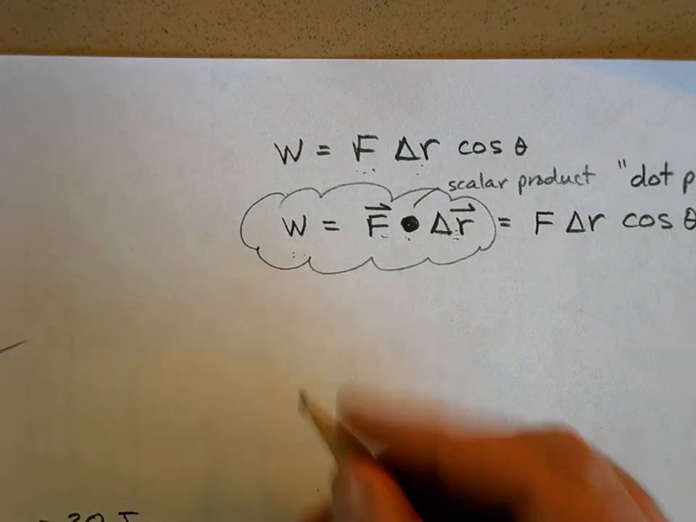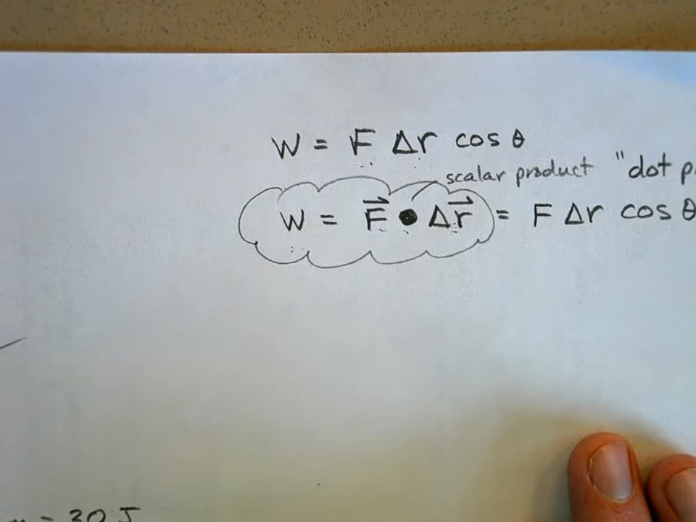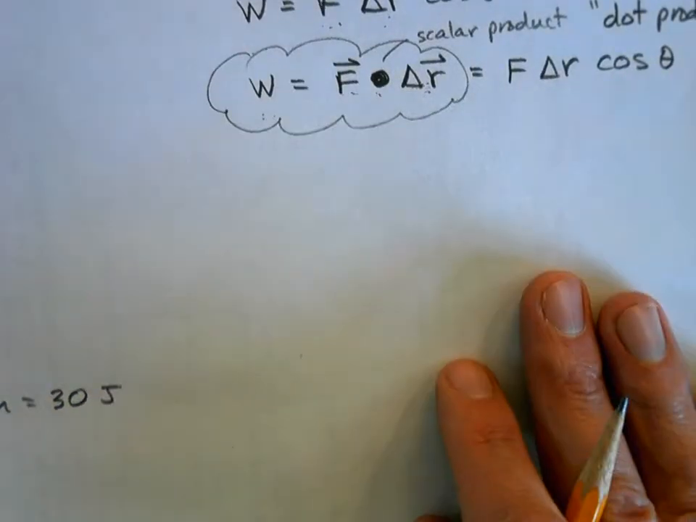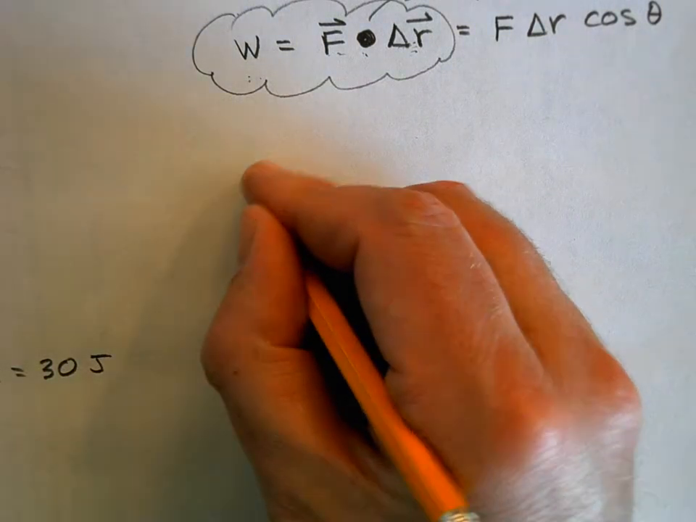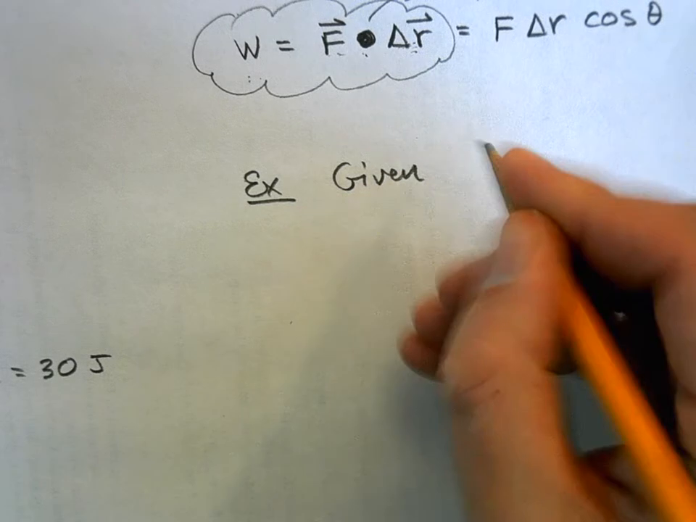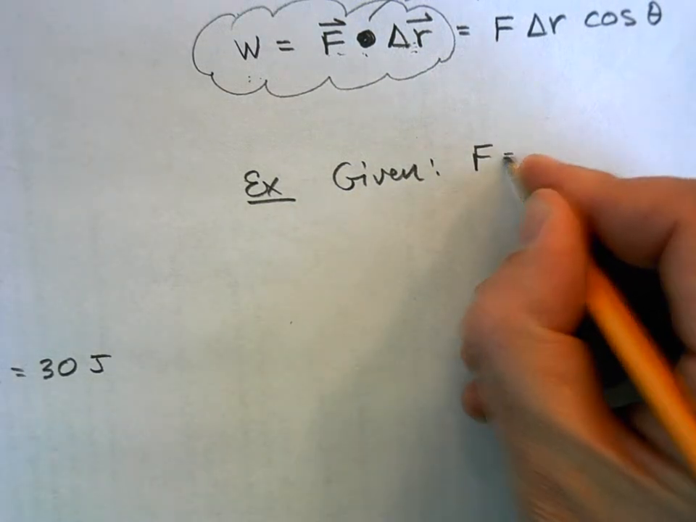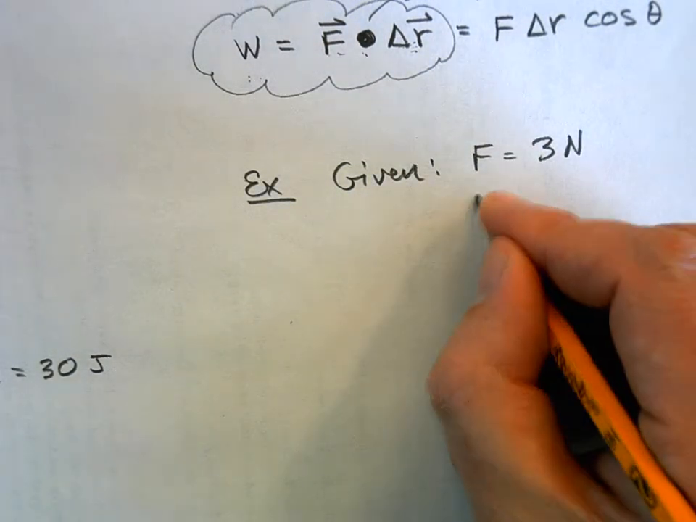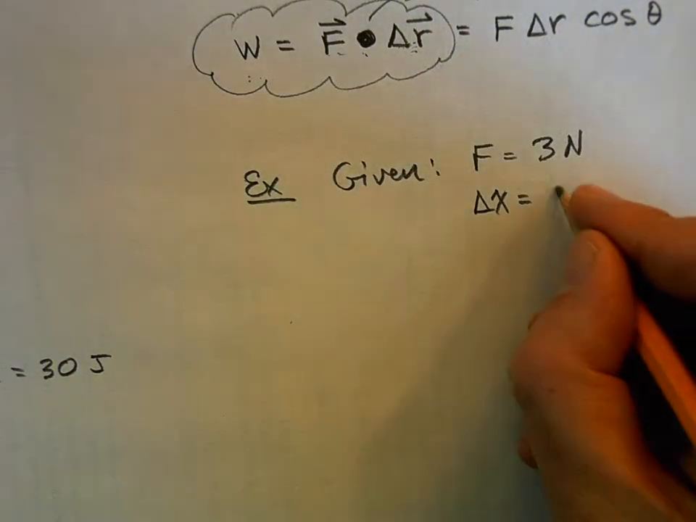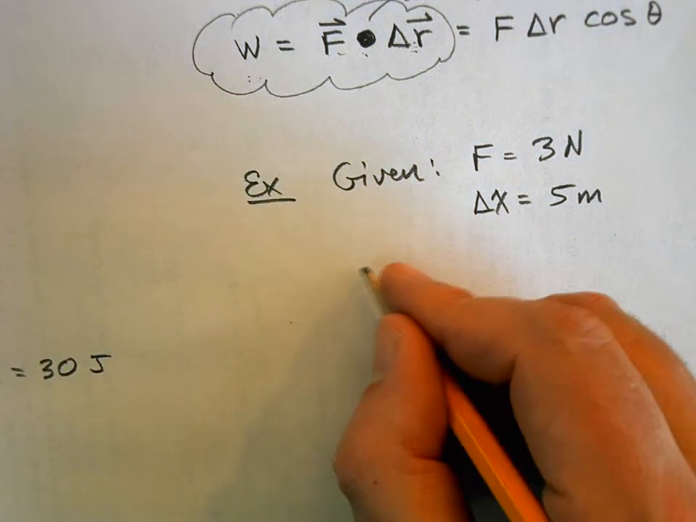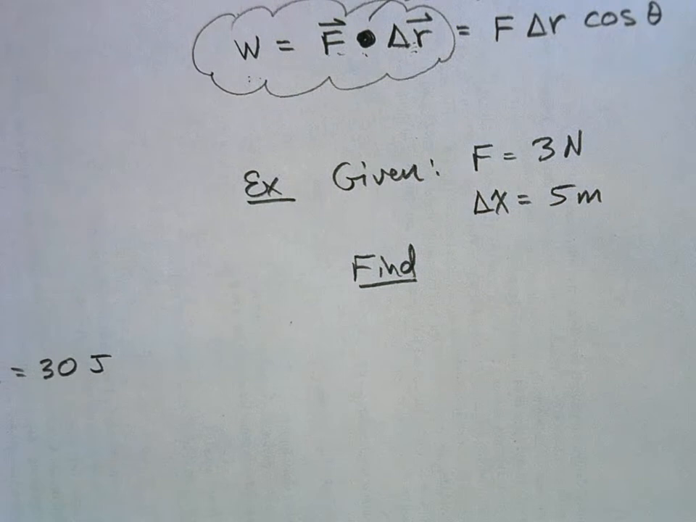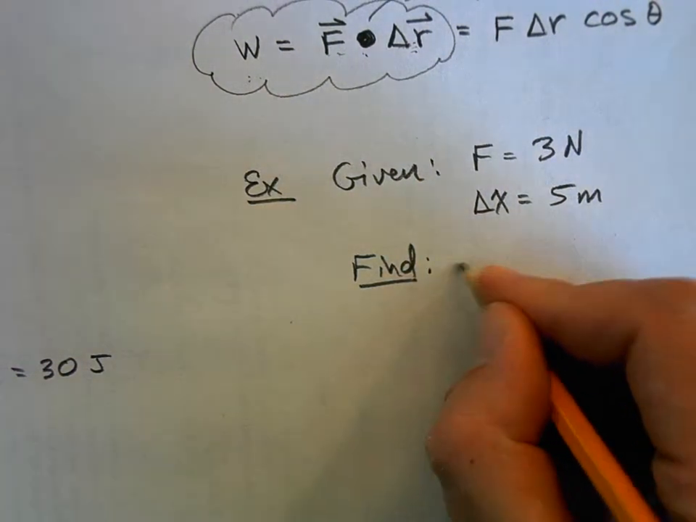Let's suppose I look back at my example problem. Nah, let's not use that one. Let's do an example problem. Given you have a force that's equal to 3 newtons. You have a delta x that's equal to 5 meters. Now let's say the force is in the x direction. We don't have to worry about the cosine theta or anything. Find the work done.